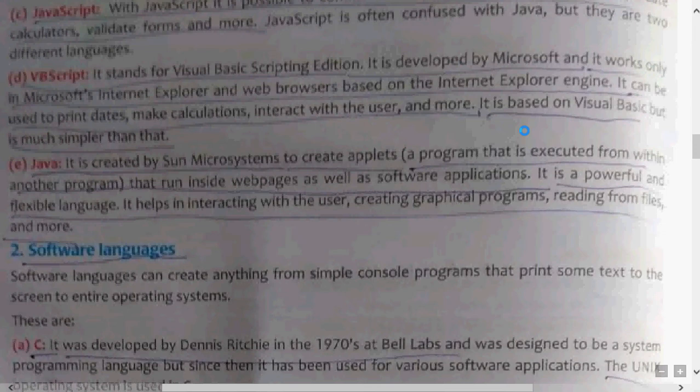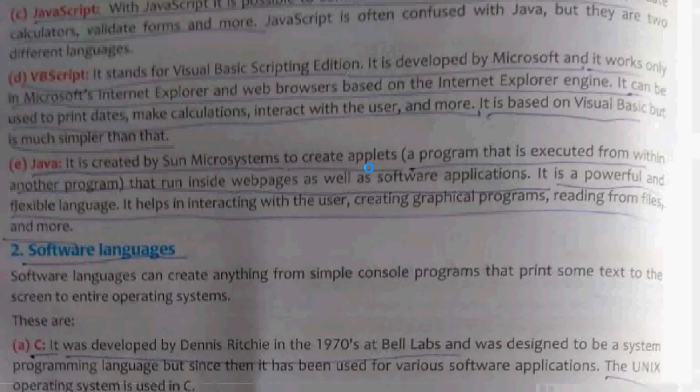Next one, JavaScript. What is Java? Let's see. Java is developed by Sun Microsystems, and VB is created by Microsoft. Generally Java is used to create applets. So before discussing any more points, let's understand what an applet is.